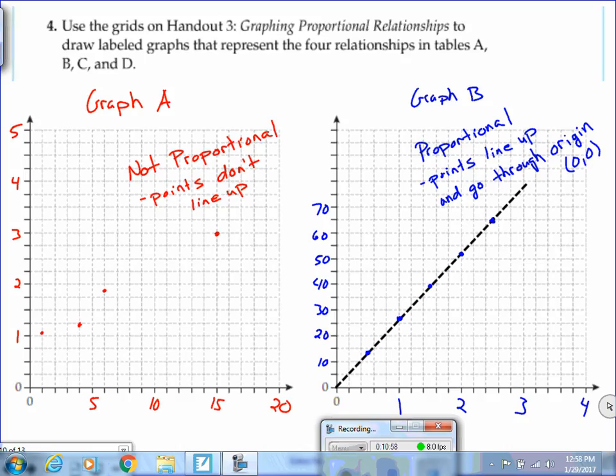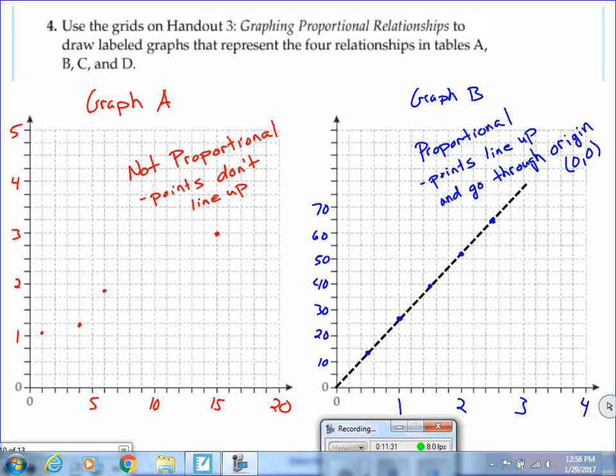The next thing we're going to look at here are the graphs of those four tables. So we're going to see how graphs determine if something's proportional or not. So we already said table A was not proportional. If we graph it, what we see happening is that the points do not line up. So if something is proportional, the points are going to line up when you graph it. So for graph A, I know it's not proportional right away because the points are not lined up.